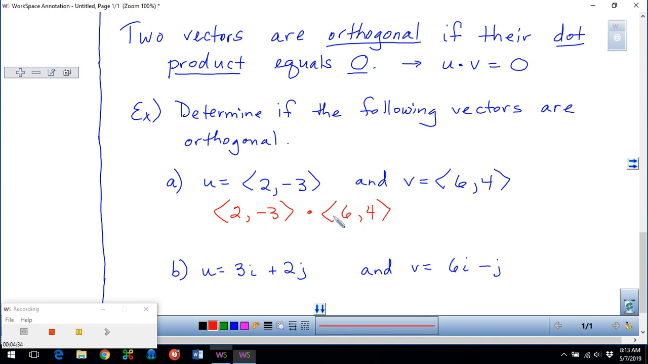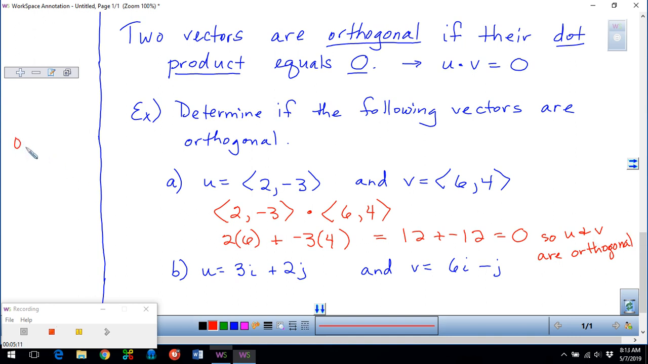So we're multiplying 2 times 6, and then adding to that negative 3 times 4. 2 times 6 is 12, and negative 3 times 4 is negative 12. 12 plus negative 12 is 0, so u and v are orthogonal. And the word orthogonal means perpendicular. It's just a fancy way of saying perpendicular. We use the term orthogonal when we're talking about vectors.